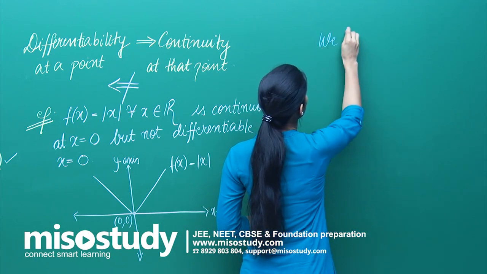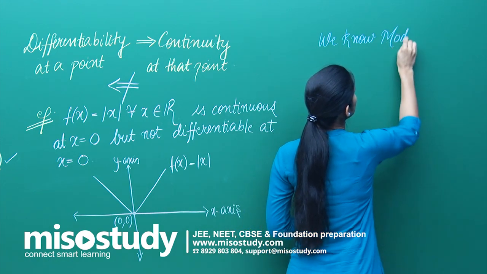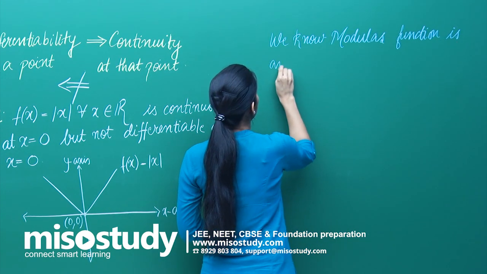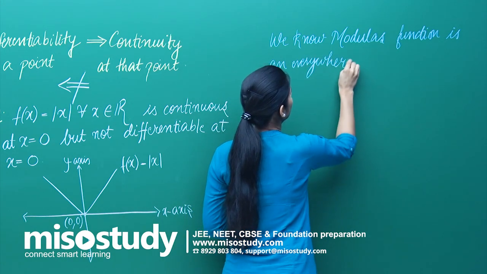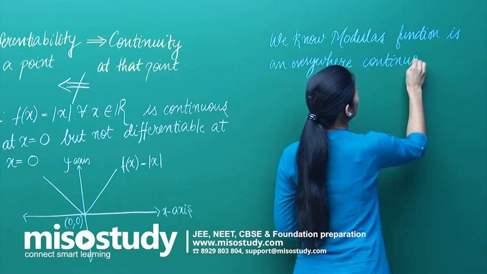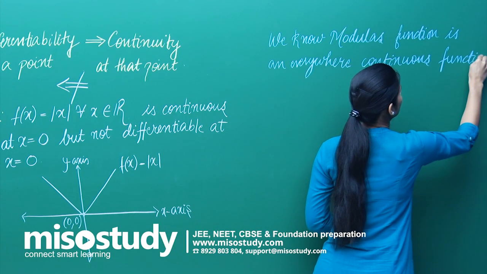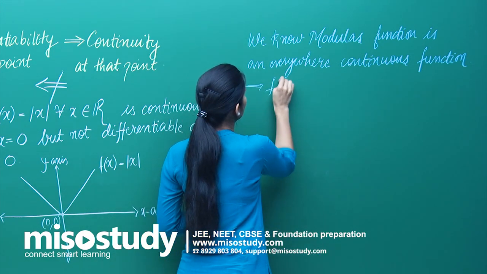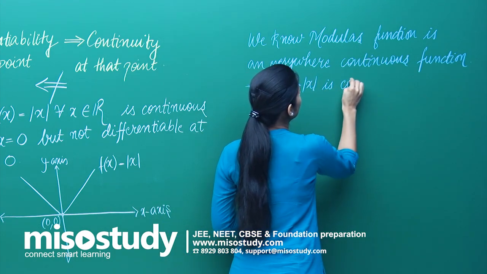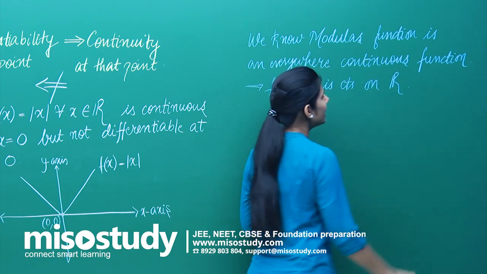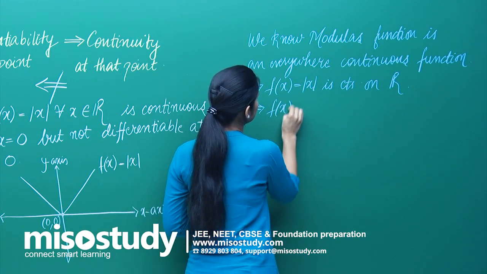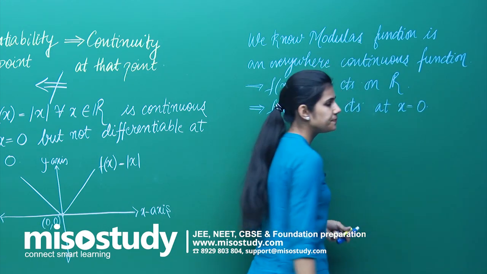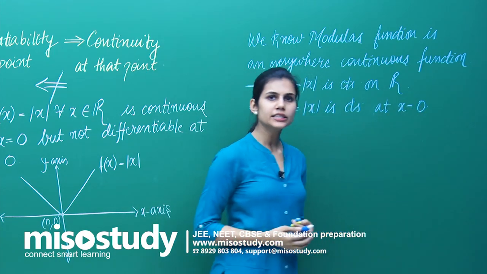So, we know the modulus function is an everywhere continuous function. Okay, the modulus function is an everywhere continuous function. That means it is continuous on the entire real line, which implies f(x) equals mod x is continuous on the entire real line, which implies f(x) equals mod x is continuous at x equals 0. If it is continuous for all real numbers, it is definitely continuous at 0. Fine.